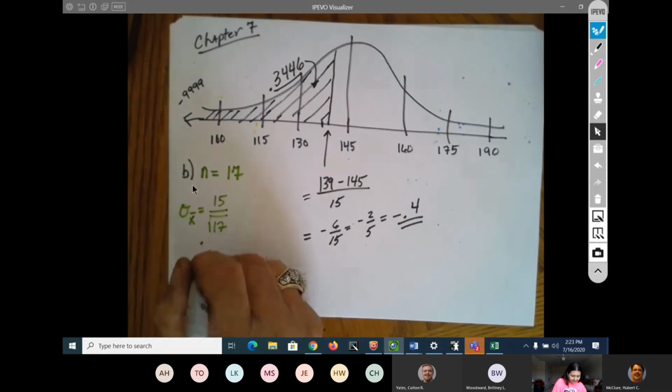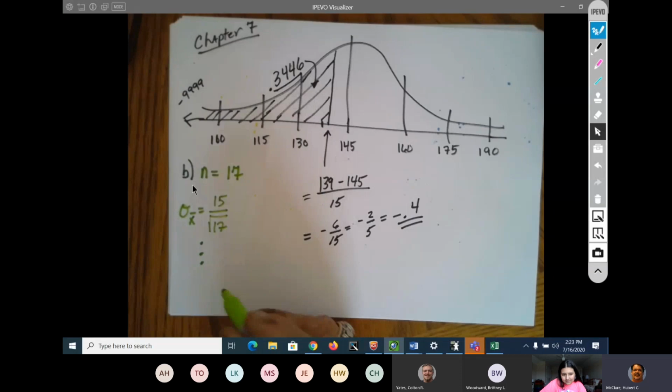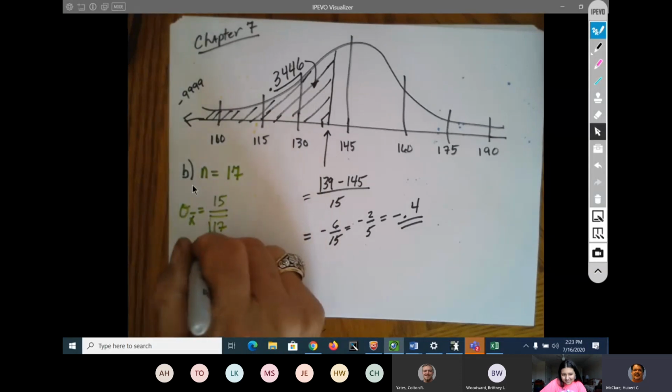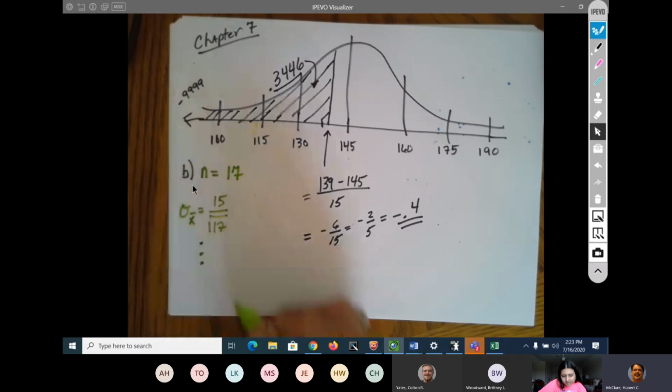Yeah. That was my calculus teacher. He would put those 3 dots, and that meant you should be able to do this on your own.